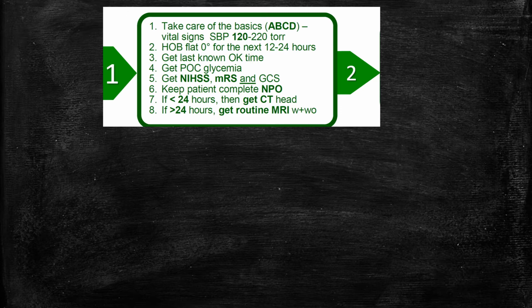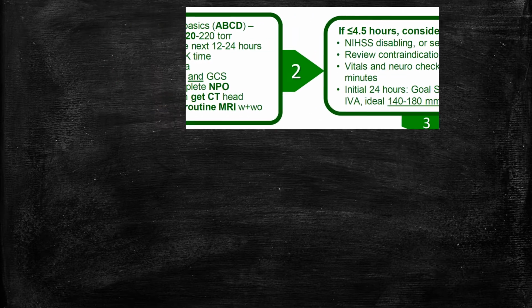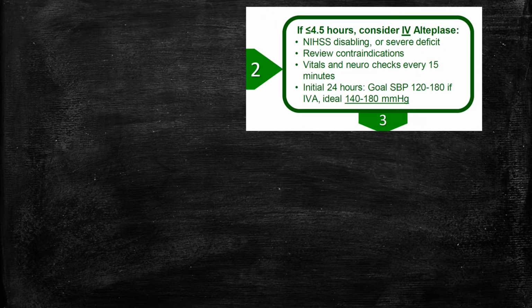A parallel question is, are the symptoms of the acute stroke disabling? Also, we will need to figure out the pre-stroke functional status of the patient. For that, we use the modified Rankin scale. This score will also help us make or support the decisions that follow. If we're going to consider the patient for IV alteplase and/or endovascular therapy, we also need to review the contraindications for the procedures.